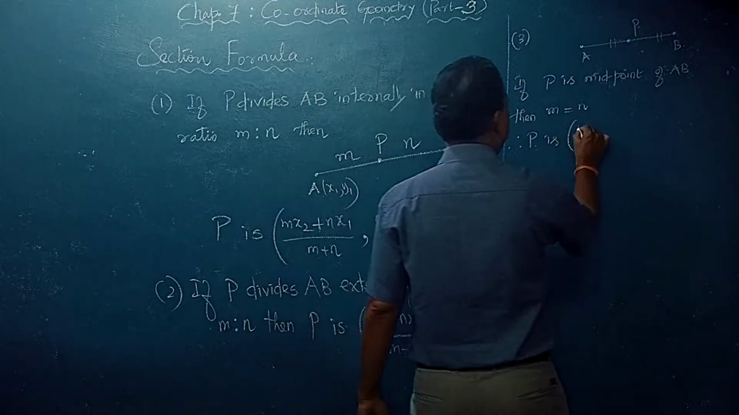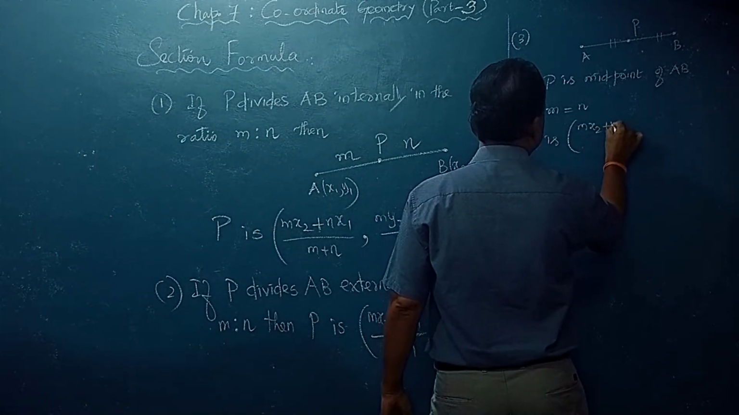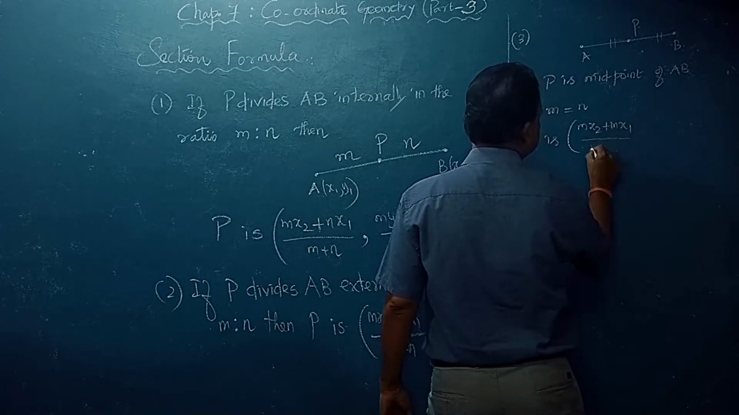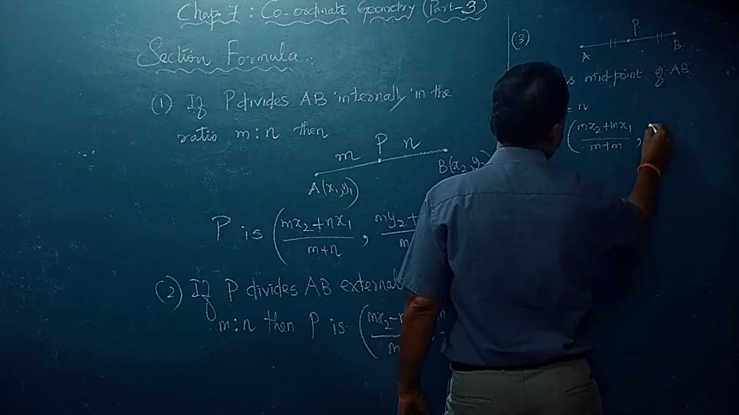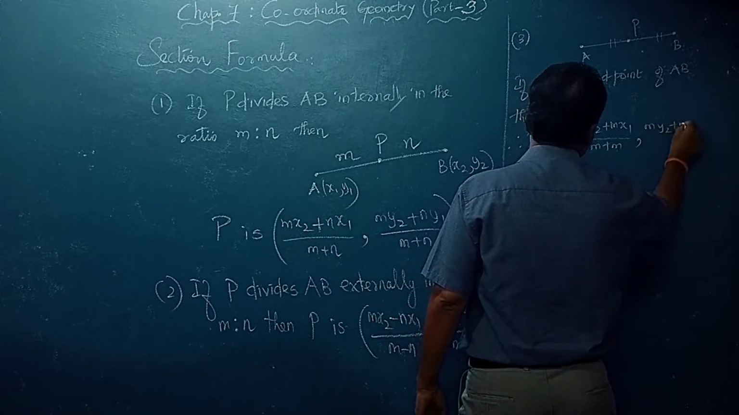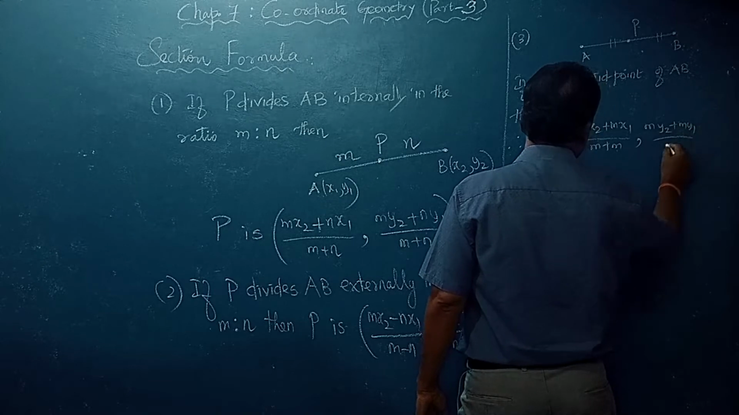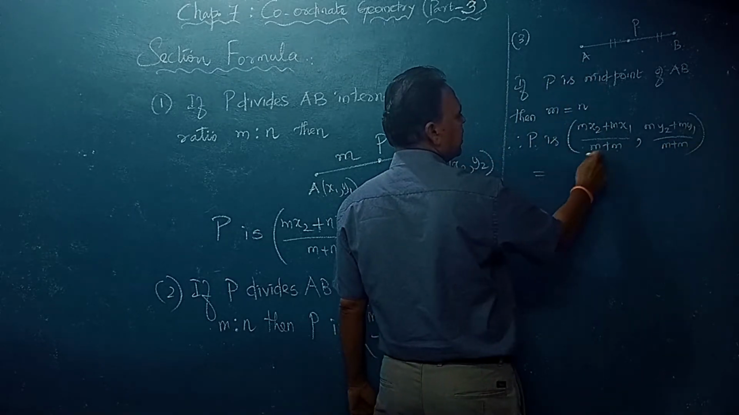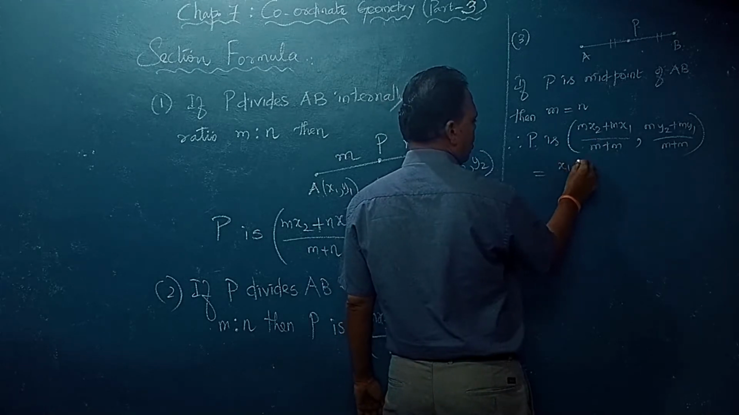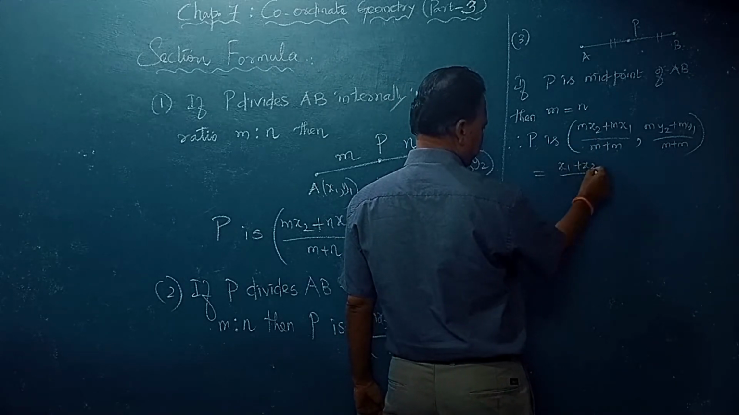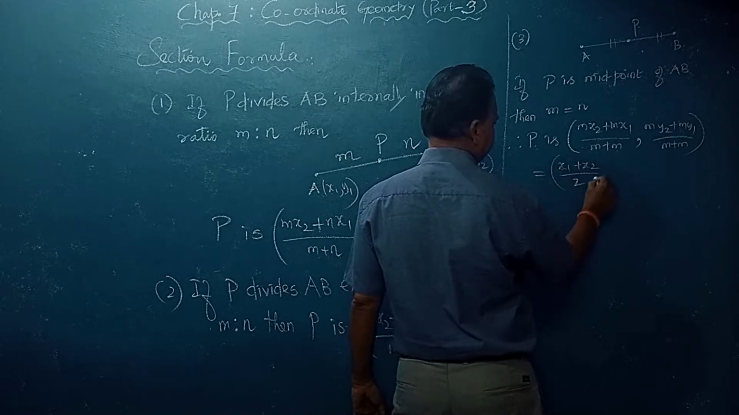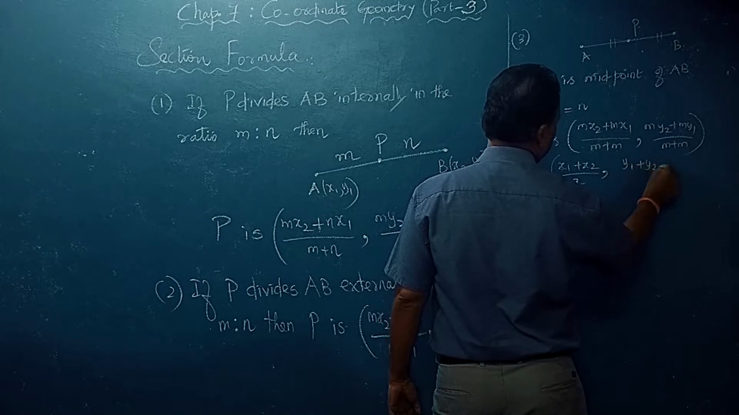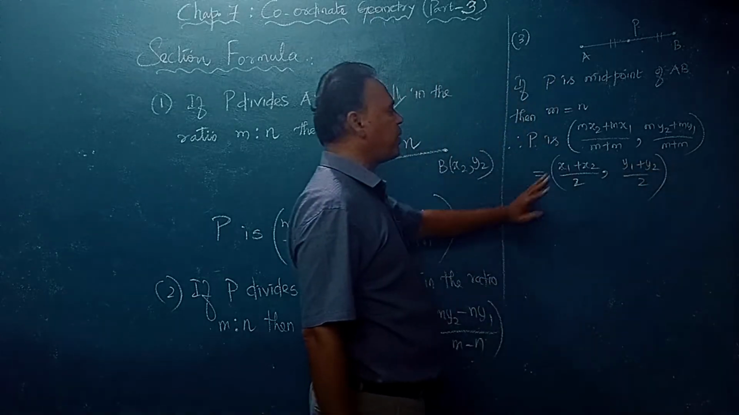Means what will happen here? Mx2 plus mx1 by 2m, M plus M. Same for y: my2 plus my1 by m plus m. So m you take common, 2m, m gets cancelled. What you will get is (x1 plus x2) by 2. On simplifying this, you will get (y1 plus y2) by 2. This is the midpoint formula.